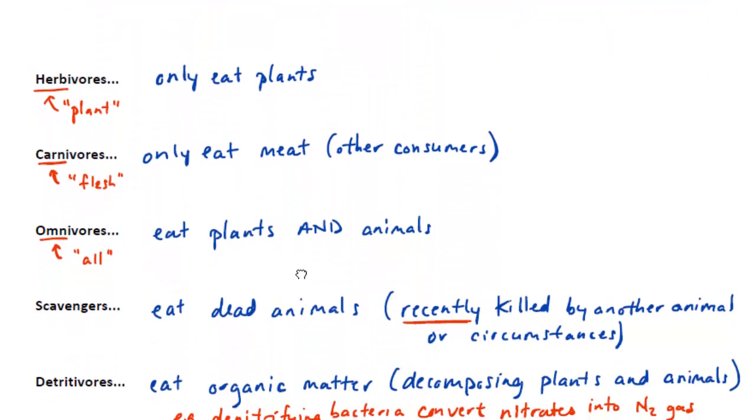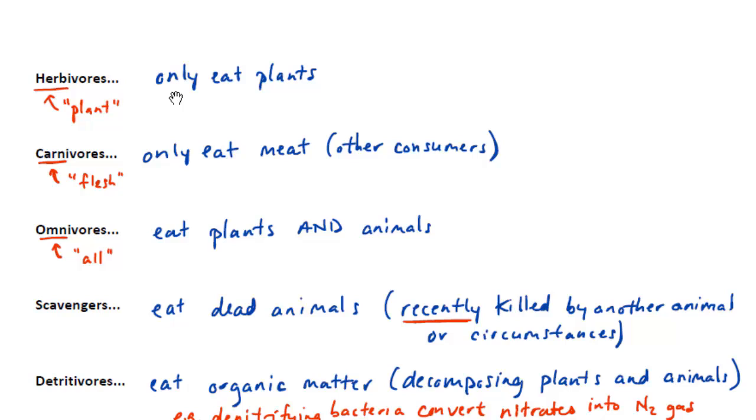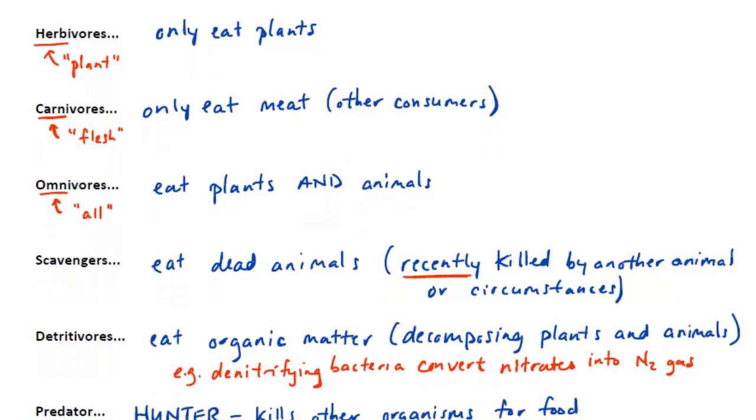Well, of course, we've got herbivores. Now, herbivores only eat plants. You know this already. The word herb itself is actually a word meaning plant. Carnivore, carn means flesh, and that means that they're only eating meat, or maybe not meat specifically, but other consumers. So even if a bird is eating a bug, it may not be eating meat necessarily, but it's certainly eating another consumer. An omnivore, omni means all, can eat plants and animals.